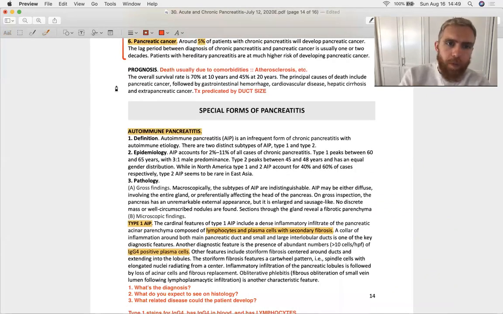So the prognosis for patients with chronic pancreatitis, they typically have other things going on, especially if they are alcoholics. So things like atherosclerotic heart disease, valve diseases, respiratory complications, if they're a smoker, tend to be the cause of death in these patients.